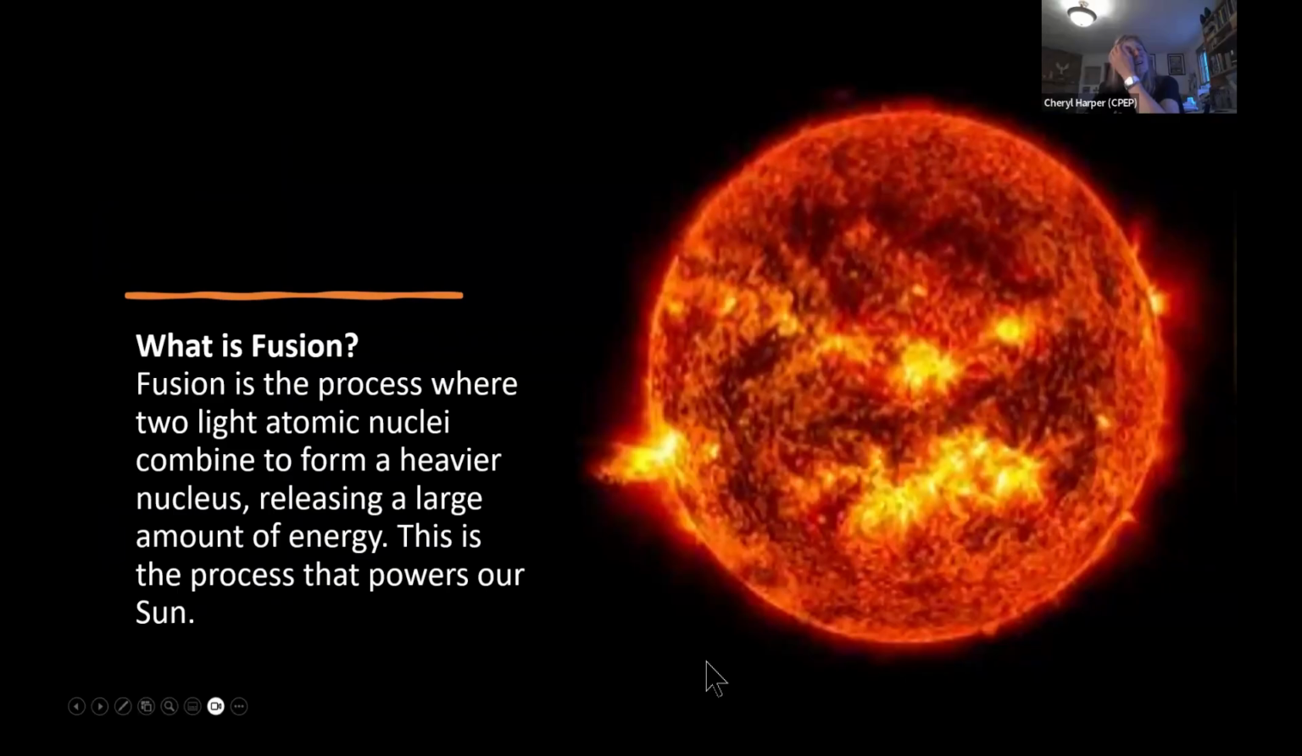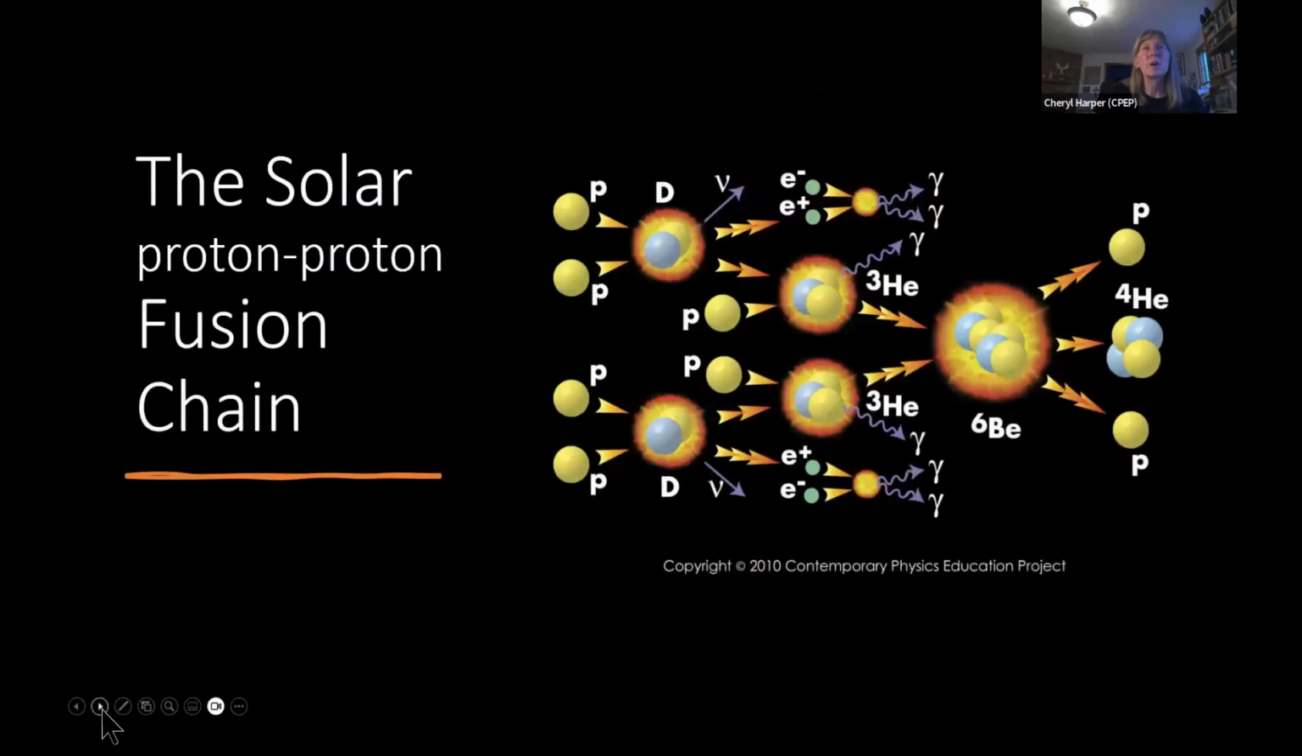Okay, so again, the process where two light atomic nuclei combine to form a heavier nucleus, releasing a large amount of energy, and it's the process that powers our sun. So that is that proton-proton fusion chain.